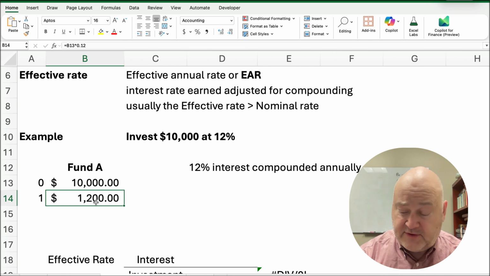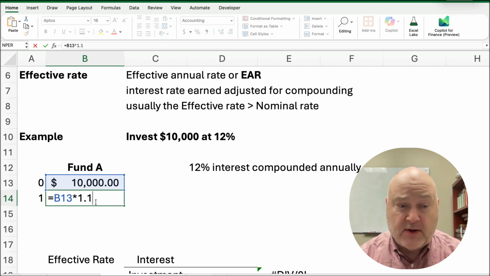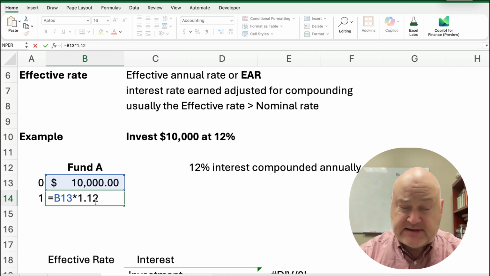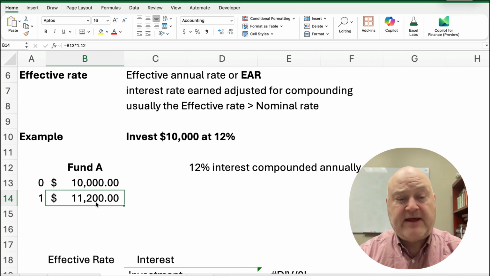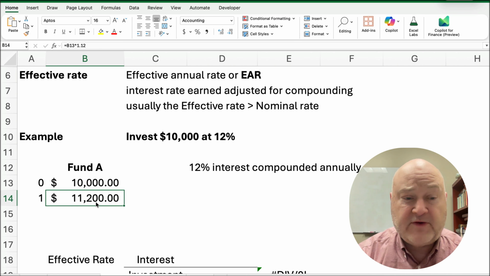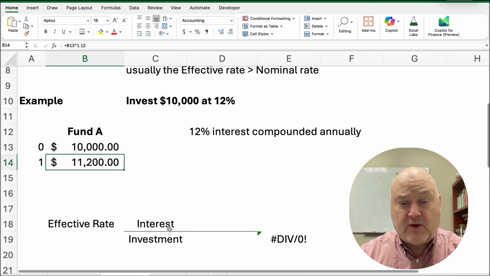Now there's a quicker way of doing this. I can take the 10,000 times 1.12, that's going to take the 12% of the 10,000 and then add the 10,000 back. So we're going to take 1.12 and that's going to grow an extra $1,200 to be 11,200. So you earn 12% in Fund A, but the compounding frequency was annual, so just one time. You earn interest just one time, and it's for the whole year.